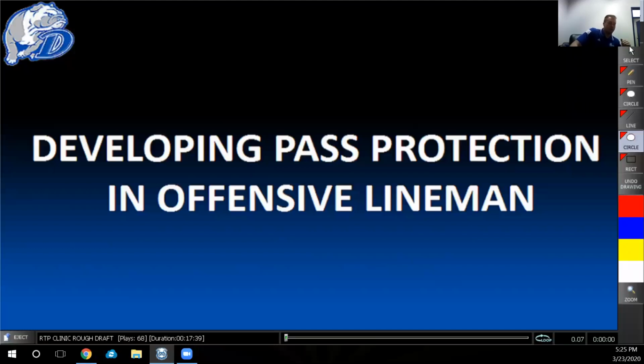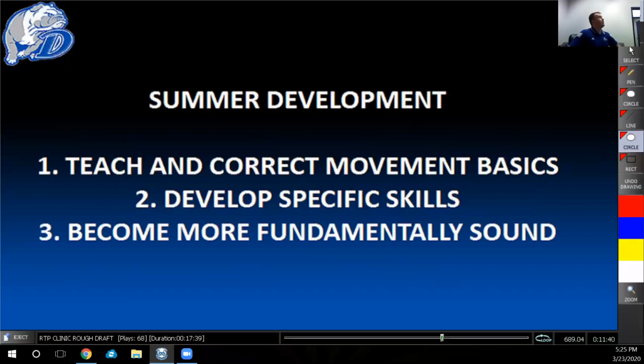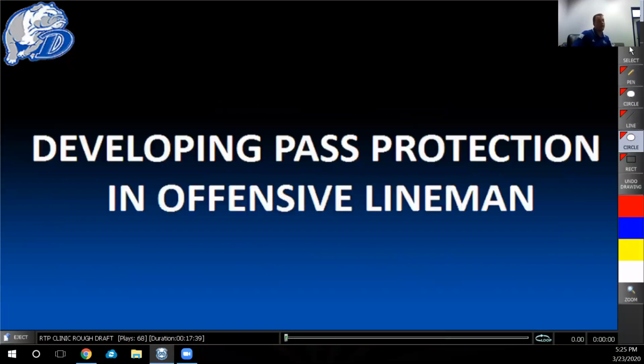Whereas in the offseason, in camp and the spring, it is really more designed to create. I guess I have a slide for it. It is really about teaching correct movement basics, developing specific skills, and becoming more fundamentally sound. That's our summer outlook, as well as our spring outlook if we're not doing install, and then our fall camp focus as well. But in season, it is more specific to what types of moves and what types of athletes we are going to see on Saturday.